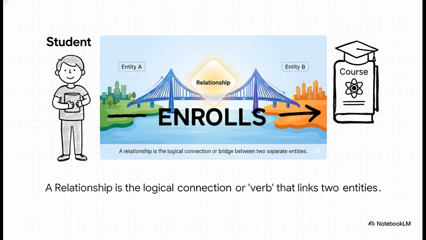Now, having entities is great, but the real power comes from connecting them together. A relationship is that logical link. It's the verb that connects our two entities, our nouns. For instance, a student enrolls in a course. That word, enrolls, that's the relationship that makes all the data meaningful.